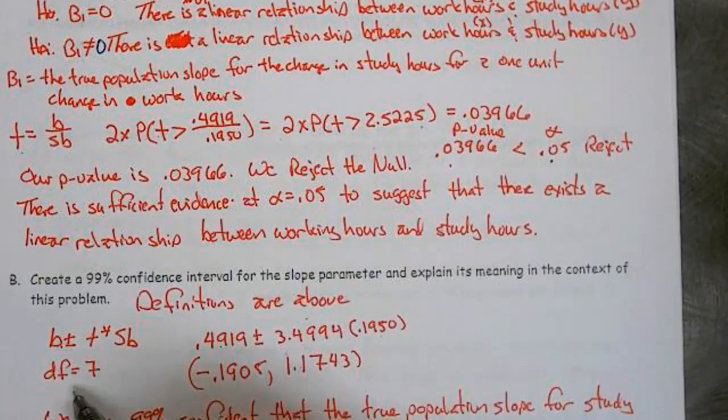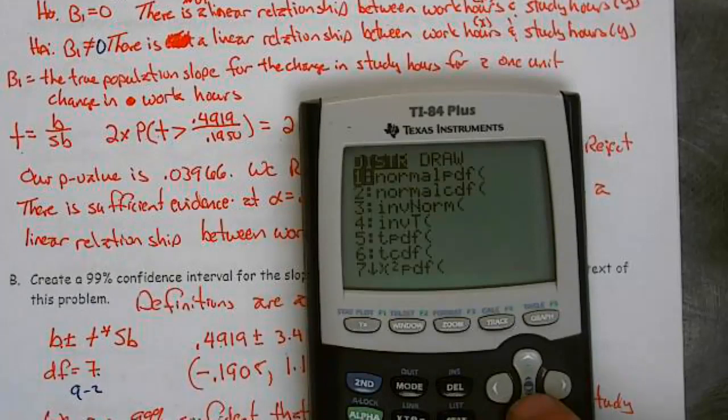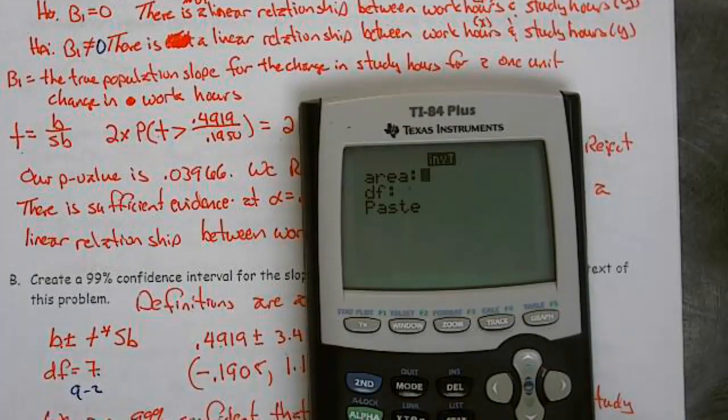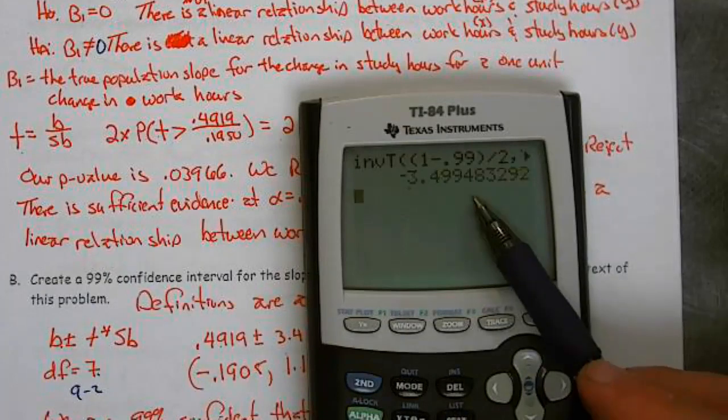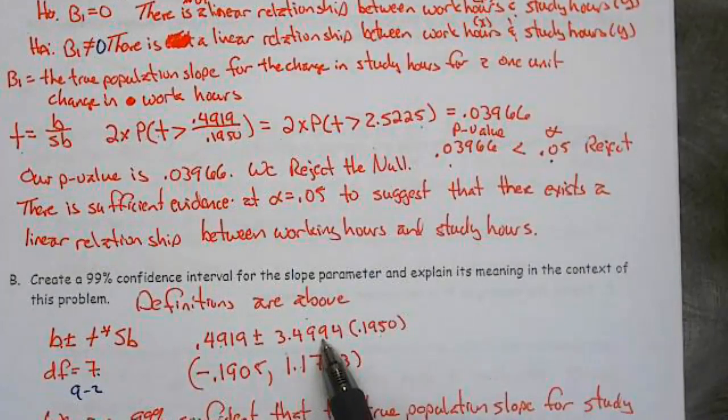Well, our degrees of freedom were 9 minus 2 or 7, and we wanted to create a 99% confidence interval. So second vars, inverse T, parenthesis 1 minus 0.99, close parenthesis divided by 2. Degrees of freedom happen to be 7, or 9 minus 2, and we end up getting 3.499. So there's my T star.